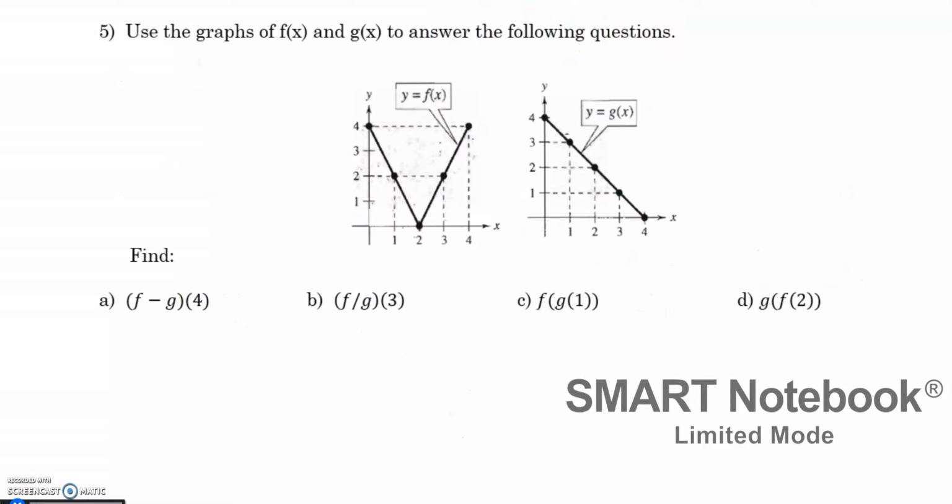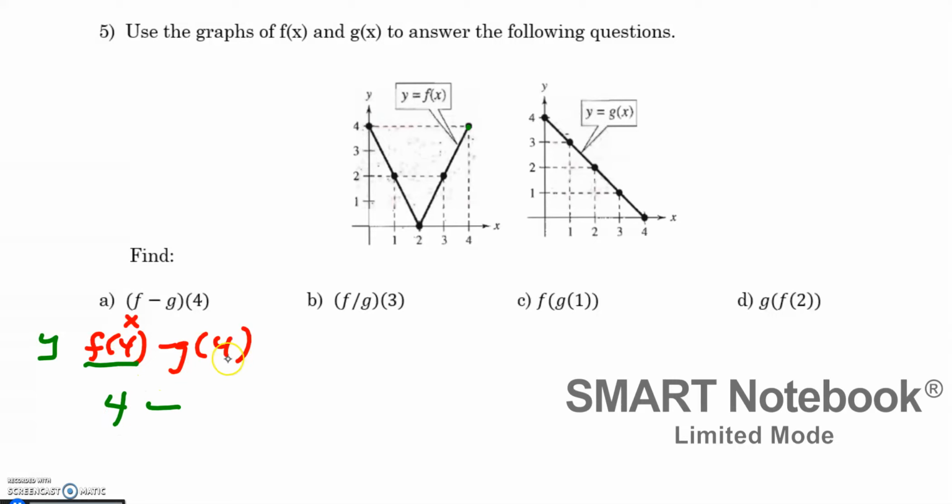Now for number 5, I'd like to do the same topics graphically. So if I looked at part A, what this really means is f of 4 minus g of 4. So remember, the 4 represents an x value, and f of 4 represents a y value. So if you go to the graph of f of x, this means that if I go to the x value of 4, the y value that goes with 4 is also 4. So this is really like the point 4 comma 4.